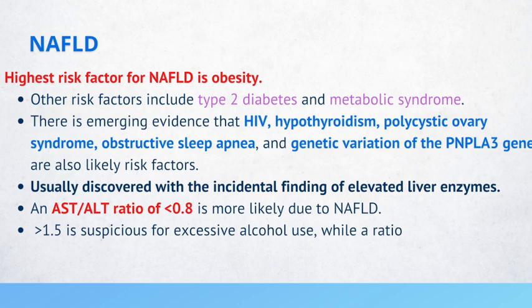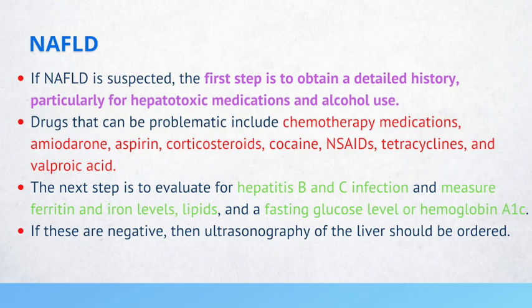So after you've taken that detailed history and examined for hepatotoxic medications and alcohol use, the next step is to evaluate for hepatitis B and hepatitis C infection. You also need to measure the ferritin and iron levels, lipids, and a fasting glucose level or hemoglobin A1C. If these blood results are negative, then you can do an ultrasound of the liver to see what is the cause of this non-alcoholic fatty liver disease, or if there are any underlying associations.